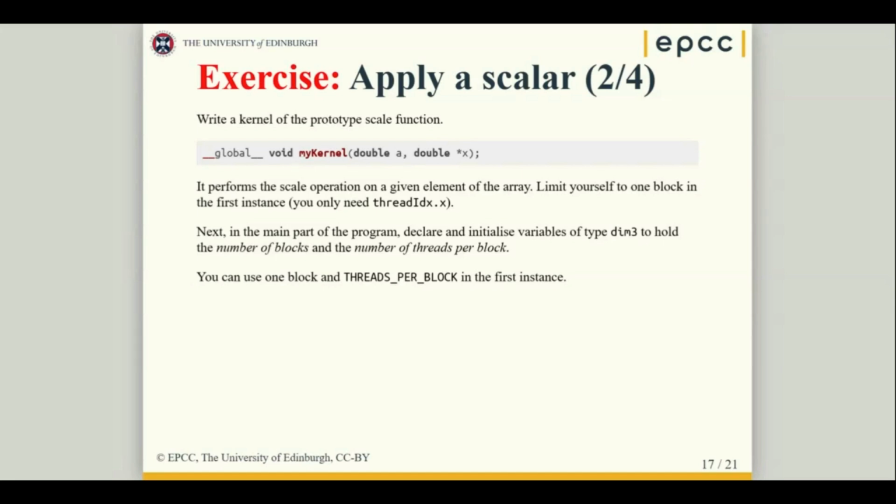There are 4 sections to this example, so I'm just going to show this initial one on the screen so everyone can see it, but do look at sections 3 and 4 because they make it slightly more complicated by starting to introduce multiple blocks and how you might deal with cases where you don't have an array length which is perfectly divisible by the threads per block.